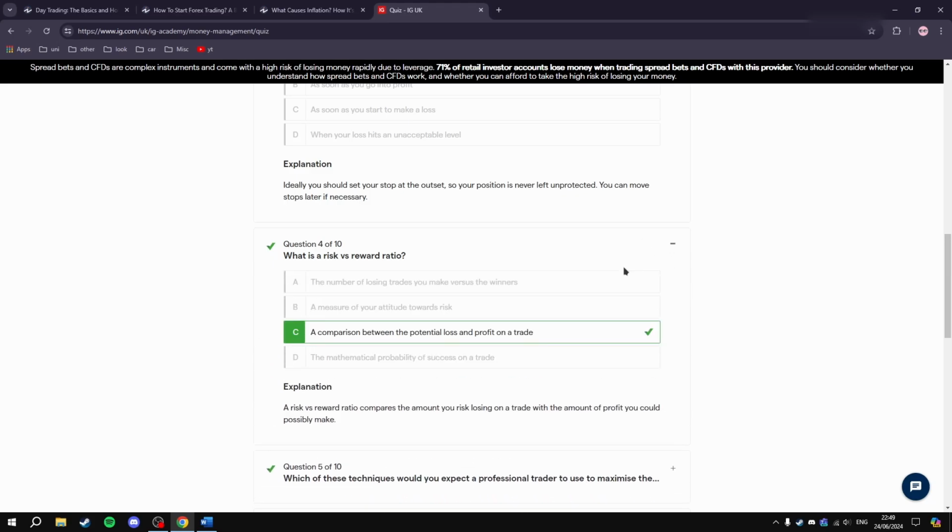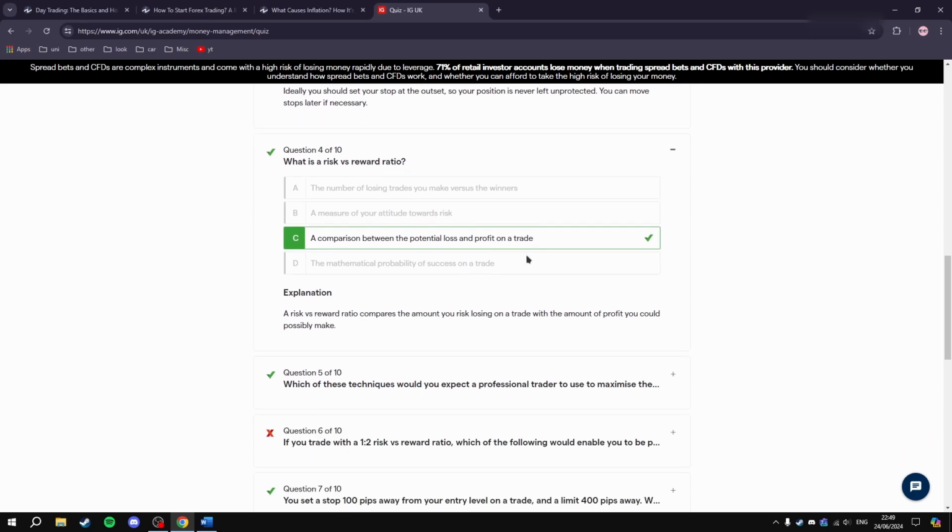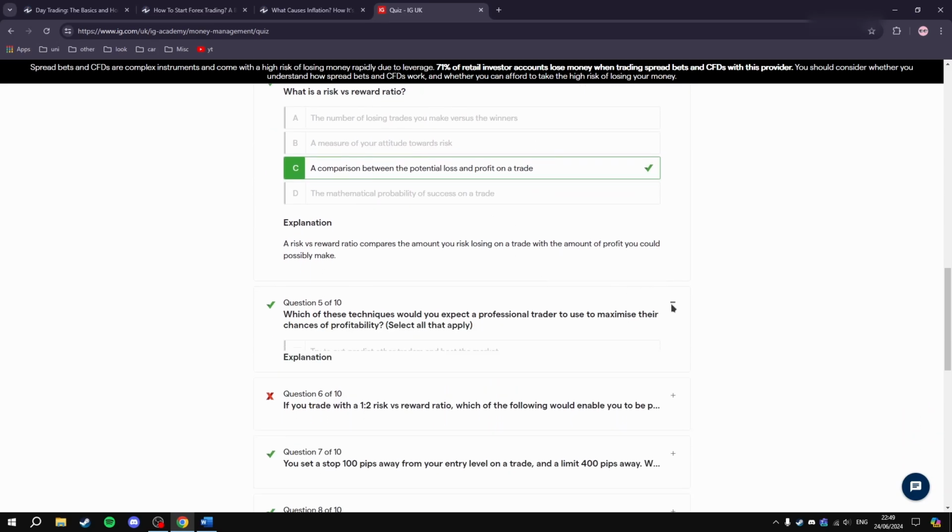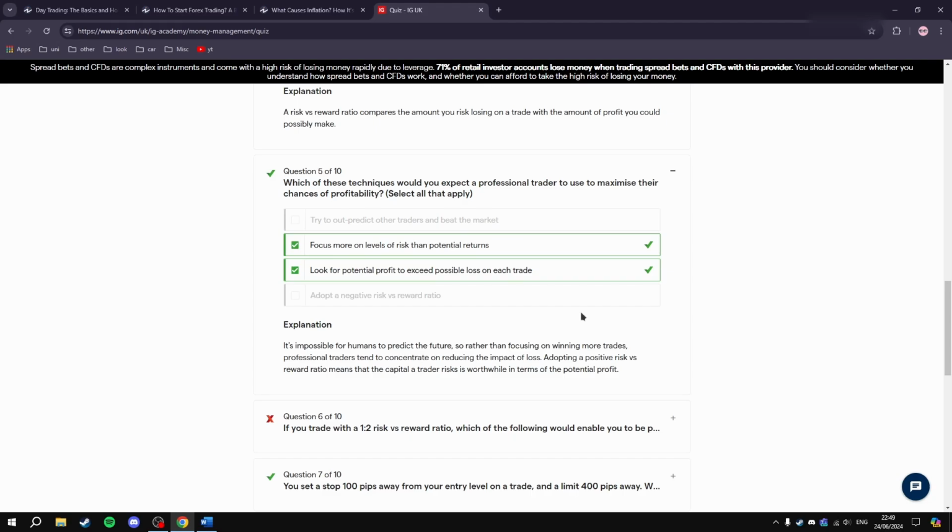A risk versus reward ratio compares the amount you risk losing on the trade with the amount of profit you could possibly make. It's impossible for humans to predict the future, so rather than focus on winning more trades, professional traders tend to concentrate on reducing the impact of a loss. Adopting a positive risk versus reward ratio means that the capital a trader risks is worthwhile in terms of potential profit.